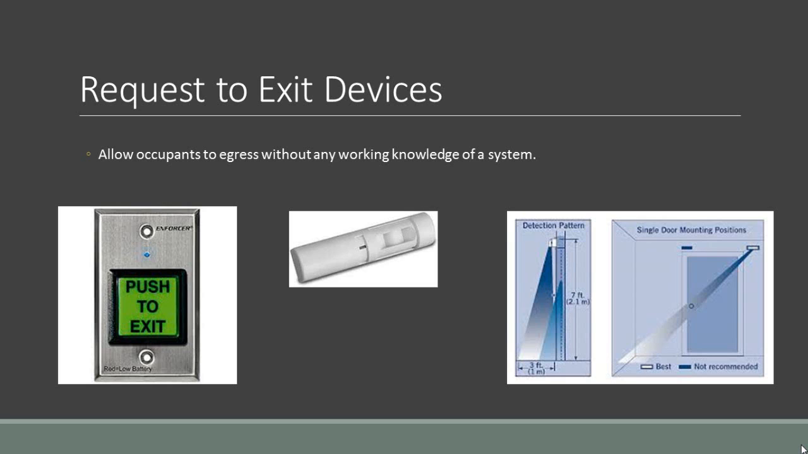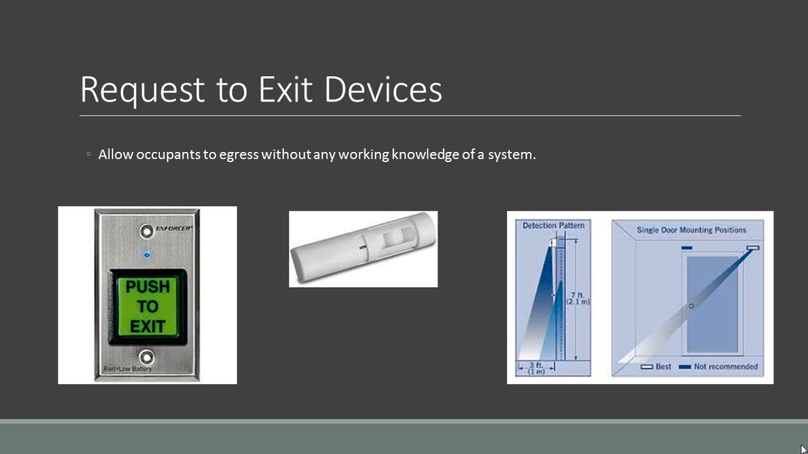Request to exit devices. These allow occupants to egress or exit without any working knowledge of a particular security system. In other words, these devices are usually used with magnetic locks or other specialty locks in the case of an emergency. How these devices work. Obviously, the push to exit button would be used in an emergency, for example, a fire or something of that effect.